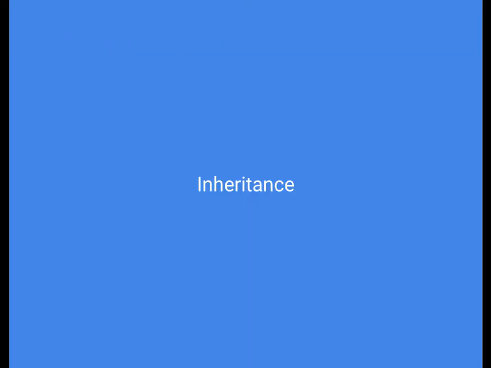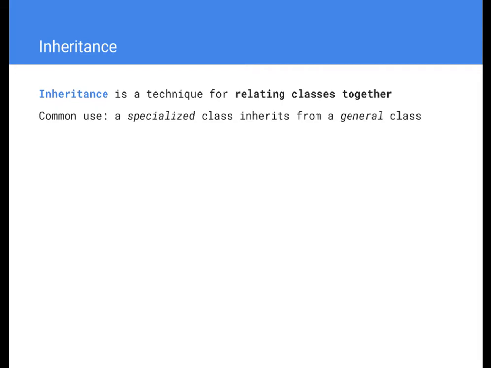All right, so inheritance. Inheritance is a technique for relating classes together. In particular, the way it relates classes together is that we sometimes define a specialized class that inherits from a more general class. So if you remember from last lecture, you might think of human and clown. There's some kind of relationship between them. All clowns are humans, right? So we might say clown extends human.